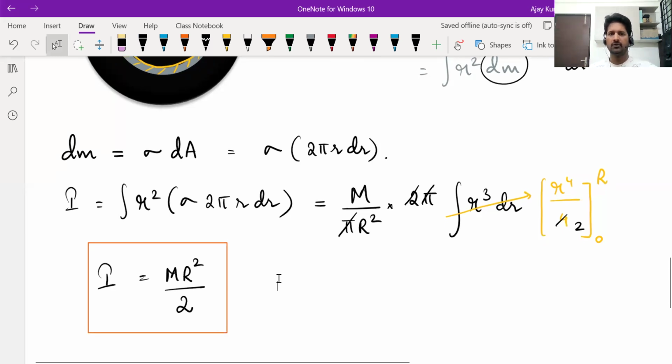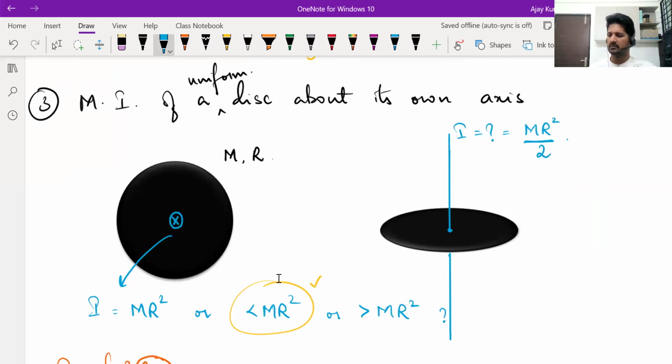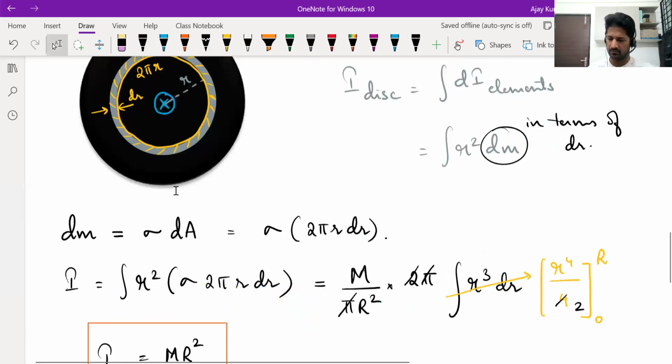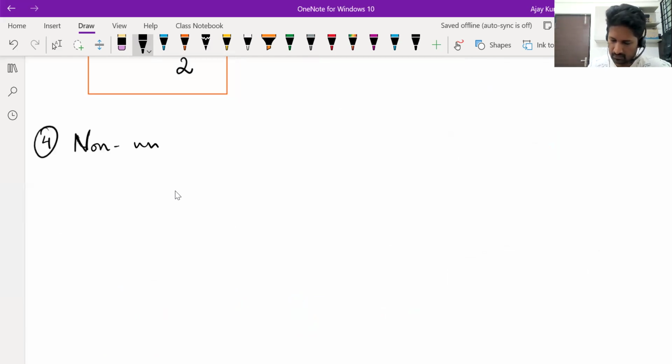Okay. For a uniform disk about its own axis, the moment of inertia is m r square by 2, where m is the mass of the disk and r is the radius. Fine. Let us next consider a non-uniform disk. What do we mean by a non-uniform disk? It means the areal mass density, the mass per unit area, will be varying from point to point or distance to distance, something like that.